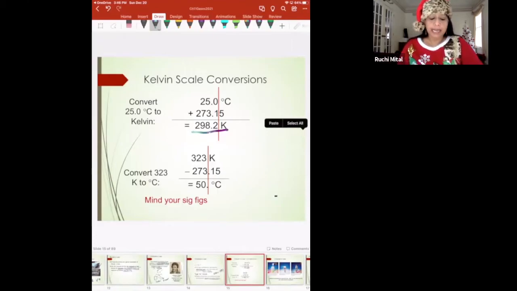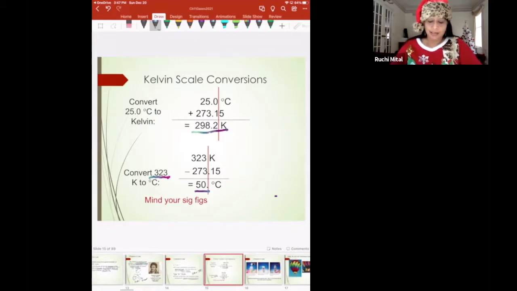If you are given Kelvin temperature and you have to convert it into degrees Celsius, it is Kelvin minus 273.15, and there is no decimal present, so the answer will only be 50 degrees Celsius. So hope this was a quick recall of sig fig rules from our unit 1.